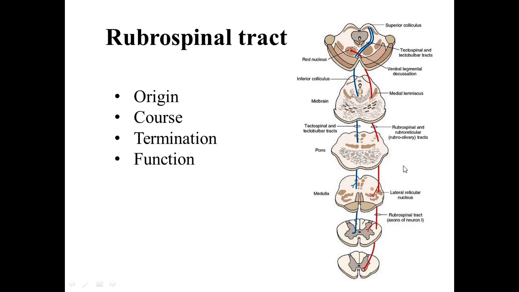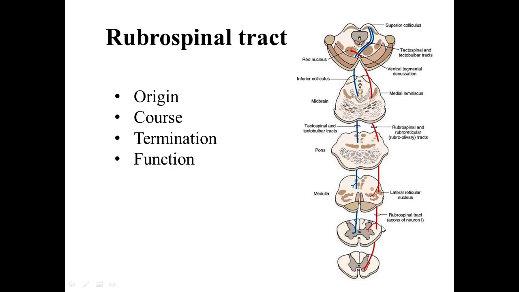Now, rubrospinal tract. The red line indicates the rubrospinal tract. The fibers arise from the red nucleus, which is situated in the midbrain. Then the fibers immediately cross to the opposite side in the midbrain, and then they pass through the pons, then the medulla, and then enter into the lateral funiculus of the spinal cord.